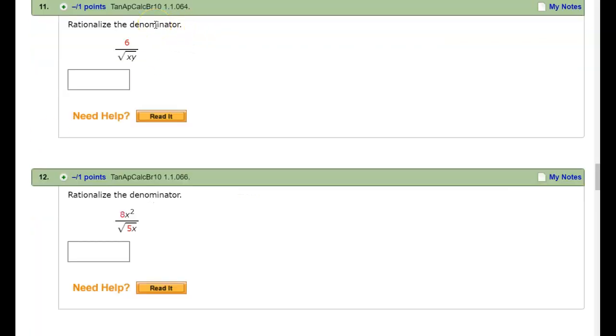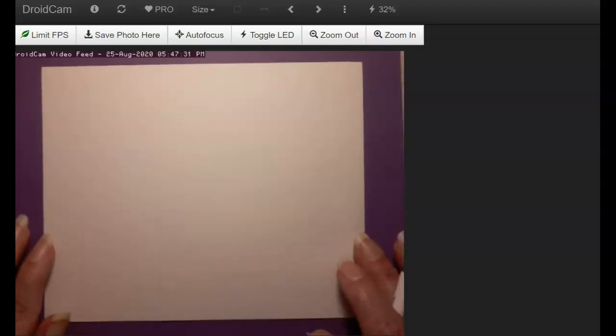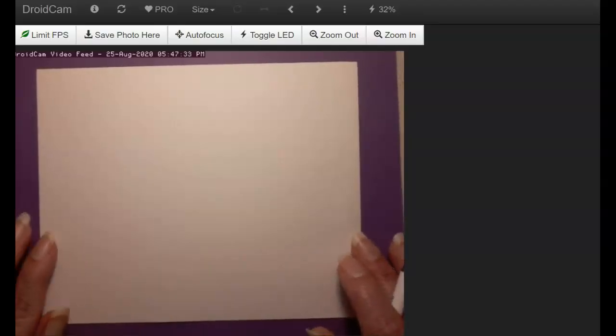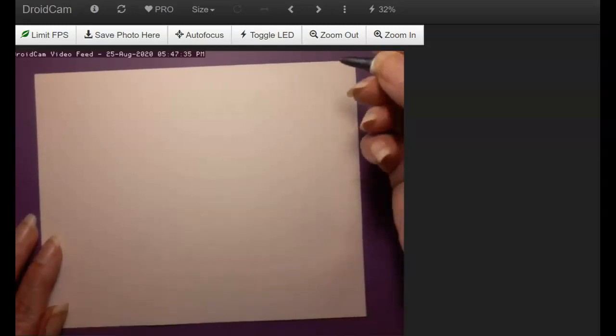Rationalizing the denominator is a whole new set of things that we need to talk about. So I need to go over to my paper and actually work these out for you. Sometimes in your homework they'll ask you to rationalize the numerators. I won't have you do that on the test, but rationalizing the denominators you should do.